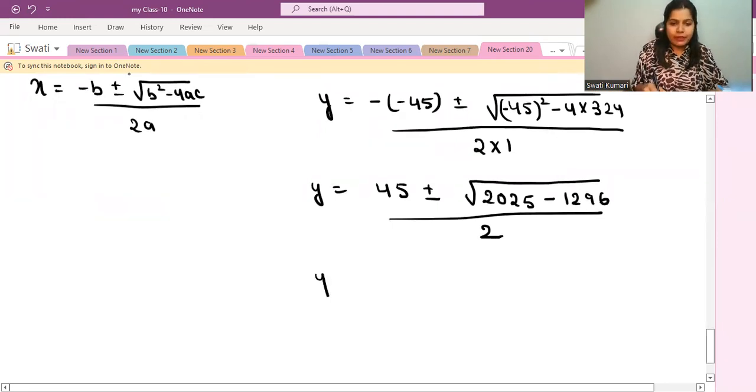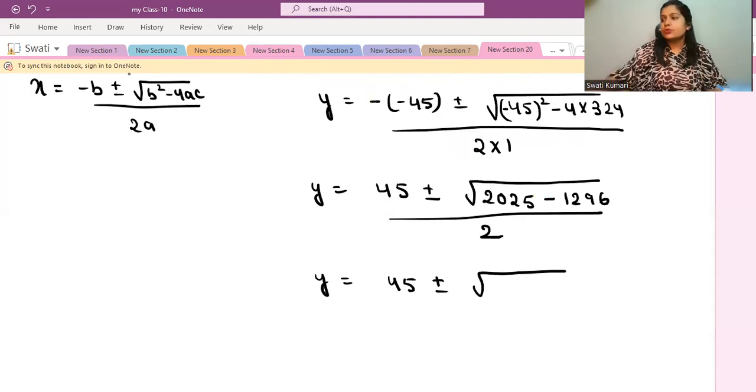So yes, we have to find y equals 45 plus minus root over 2025 minus 1296. So let's do the subtraction also. And the answer is 729.